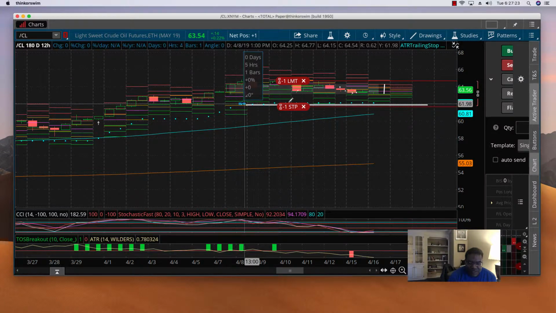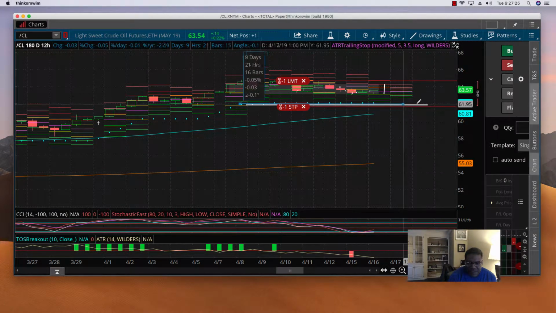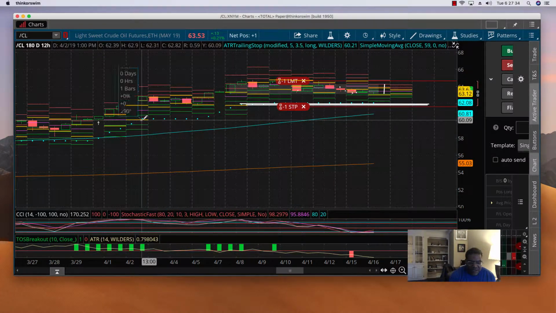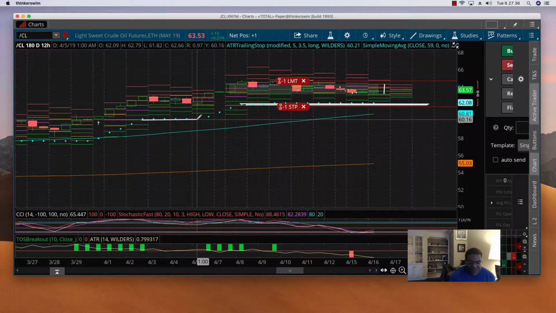But what I really want from the 12-hour chart is to know where is support located. Right? Where is the support level located? And it's right now at 61.91, 61.95. So I usually just outline that and trace it like so.